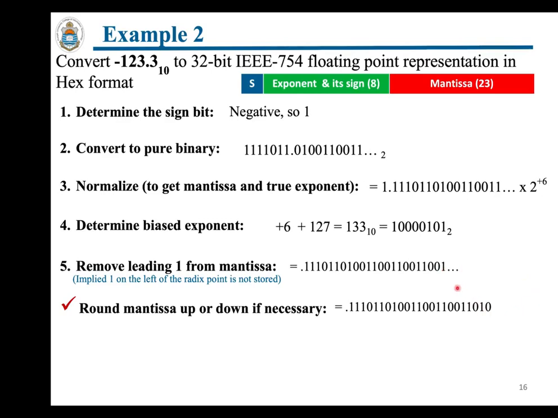You check the 24th bit. If it is 0, simply chop, and if it is 1, then add 1 to the mantissa. In this case, since the 24th bit is 1, I have added 1 to the mantissa and I have received this mantissa. You can note I have added 1 over here, so 1 and 1 is 0 and 1 carry, and we have a 1 over here, and the rest of the bits are the same.